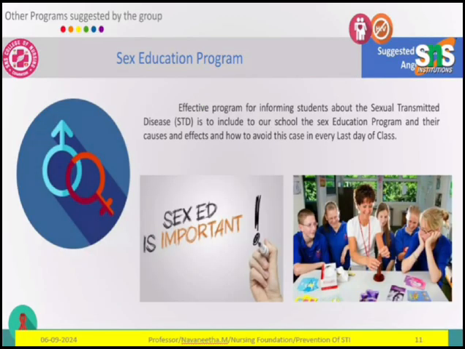Next is education. We have to provide it in every college and school, informing students about sexually transmitted diseases. We should include a sex education program in our schools covering the causes and effects, and how to avoid them. We also have to be educated about hygiene, and how to follow menstrual hygiene and everything.